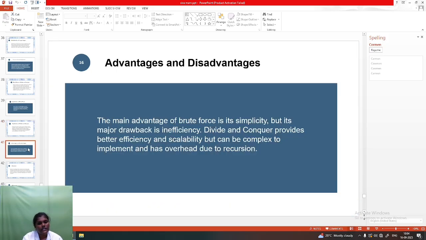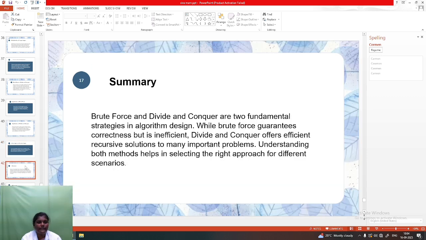Advantages and disadvantages. The main advantage of brute force is its simplicity, but it is a major drawback in efficiency. Divide and conquer provides better efficiency and scalability, but can be complex to implement and has overhead in recursion. Summary: brute force and divide and conquer are two fundamental strategies in algorithm design. While brute force guarantees correctness, divide and conquer offers efficiency by breaking solutions into many smaller problems. Understanding both methods helps in selecting the right approach for complexity, lower bound and algorithm analysis.